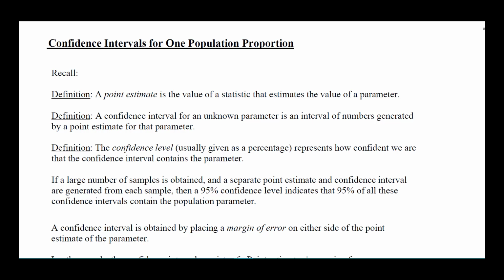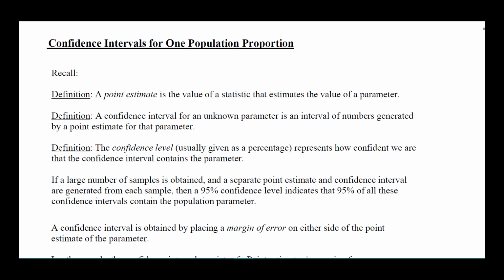Okay, today we're going to talk about how to construct confidence intervals for a population proportion. A little review of terminology. A point estimate is the value of a statistic that estimates the value of a population parameter. And remember, the statistics are from the sample, the parameters are from the population. And a confidence interval is an interval of numbers that gets generated by a point estimate for the parameter in hopes that it will capture the unknown population parameter within the interval.